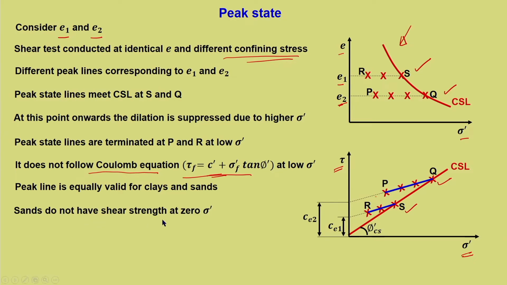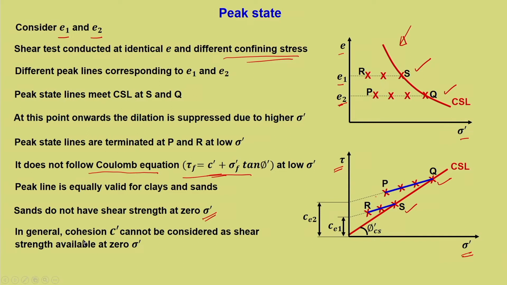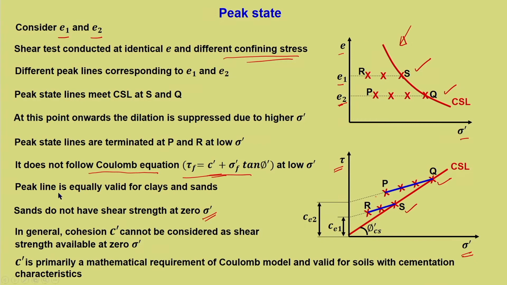Sands do not have shear strength at 0 sigma dash; at 0 confinement sands do not have any shear strength. So, in general cohesion c dash cannot be considered as the shear strength available at 0 sigma dash. We cannot generalize, stating that c dash is always the shear strength at 0 confinement, because that is not valid for at least sandy kinds of soils. So, where will it be applicable? c dash is primarily a mathematical requirement of Coulomb's model, and it is valid for soils with cementation characteristics.